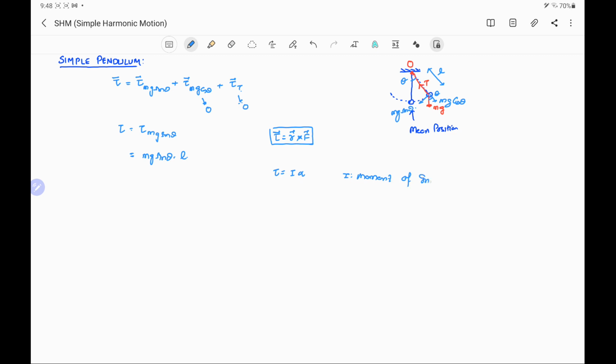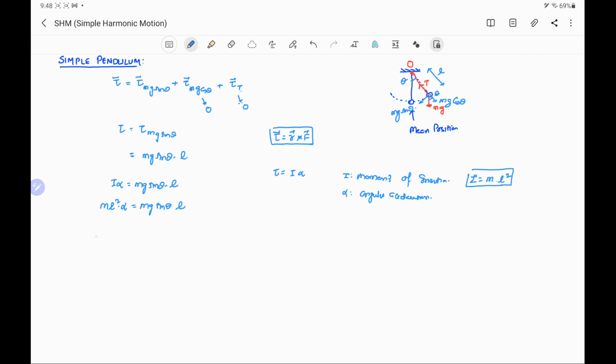The moment of inertia of the bob about the point O will be equal to m, the mass of the bob, into the distance squared, that is L square. This is the moment of inertia of a point mass, and alpha is the angular acceleration. So substituting the value of torque, I alpha equals mg sin theta into L, and here I is m L square, so m L square into alpha equals mg sin theta into L.